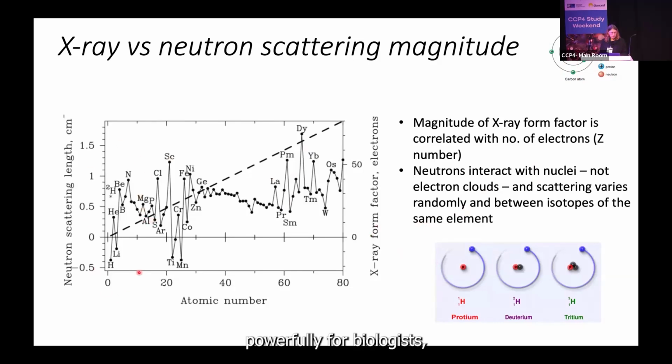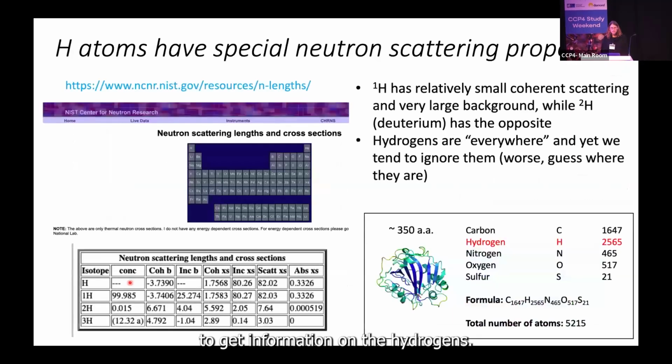And very powerfully for biologists is at the very low end here, where you have hydrogen at the very beginning of the periodic table with one sad little electron. You, in theory and practice, get almost no scattering information from such elements in an X-ray experiment. But with neutrons, you can see protium and its isotope deuterium have very large and very different scattering lengths. And this becomes then the real reason why many of us have chosen to include neutron protein crystallography in our enzymology studies. It is really this ability to get information on the hydrogens. So H atoms do have special neutron scattering properties.